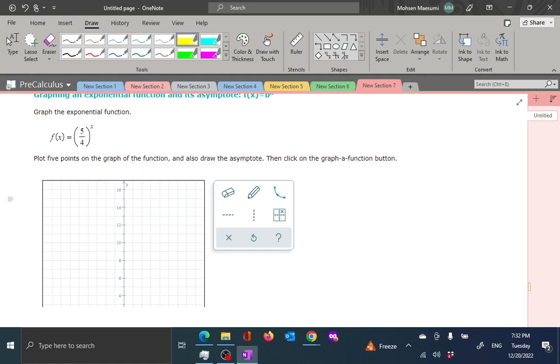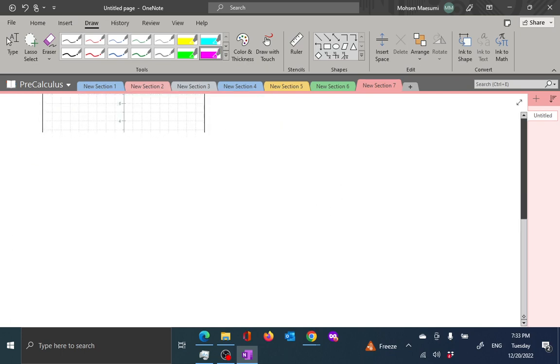The instruction says connect 5 points and also draw the asymptote. So the 5 points that you have are going to be connected by a curve, and for the asymptote you have to decide if it is horizontal or vertical and draw that one as well. And that's it. So let's go ahead and pick this apart.